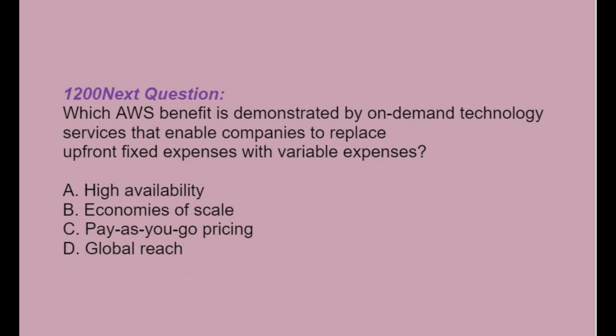Question is, which AWS benefit is demonstrated by on-demand technology services that enable companies to replace upfront fixed expenses with variable expenses? Option A, high availability. Option B, economies of scale. Option C, pay-as-you-go pricing. Option D, global reach. Correct answer is option C.